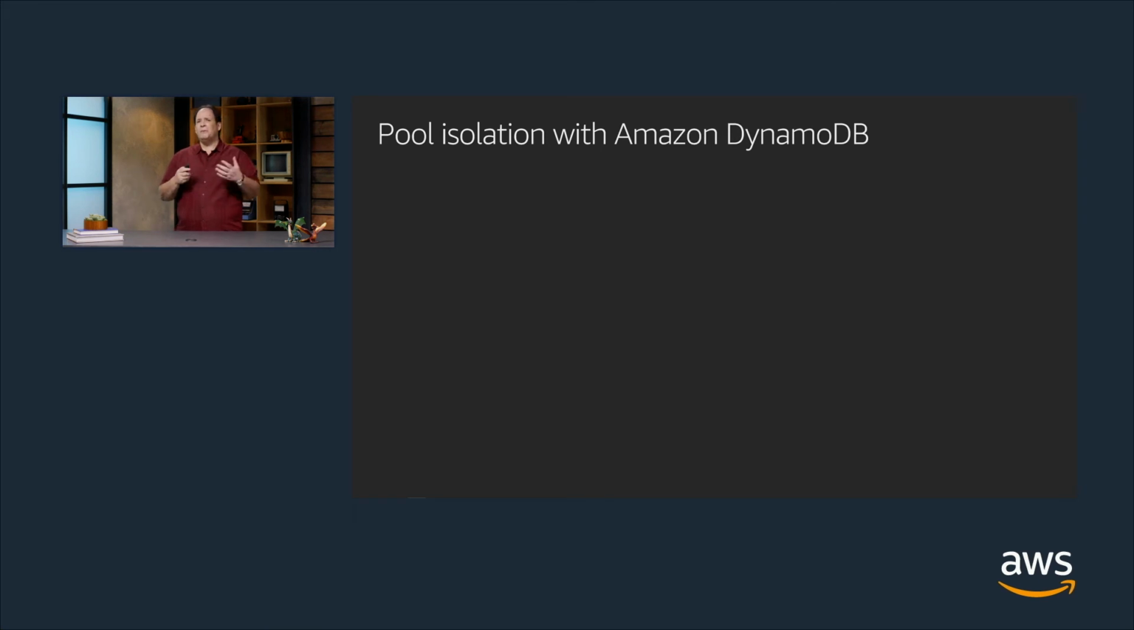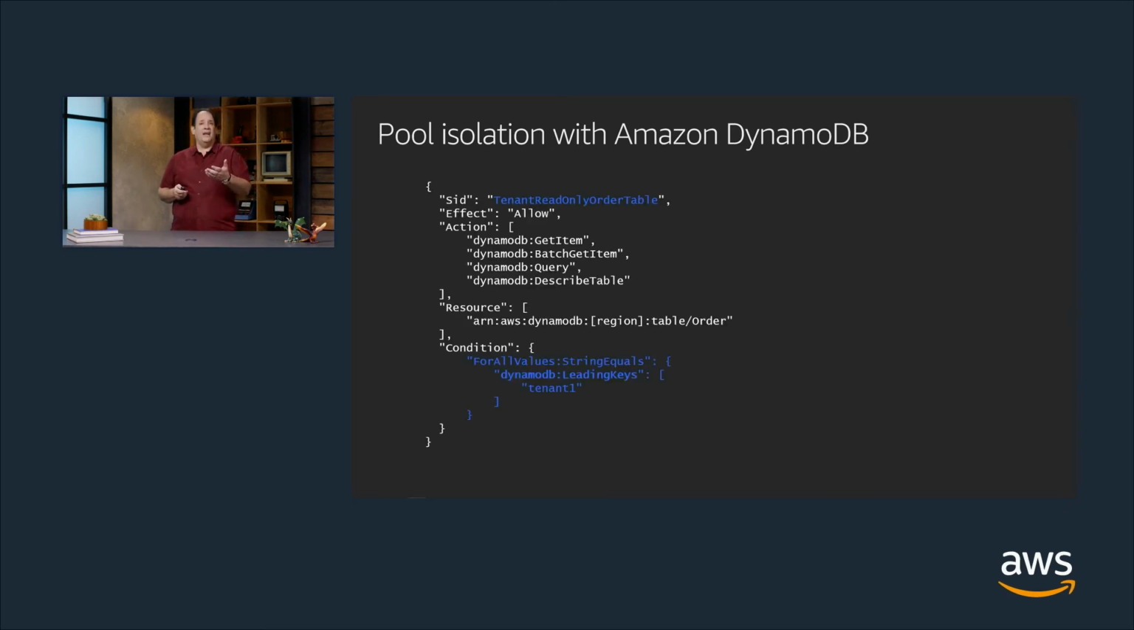Now, I want to look at a couple examples of what it means to implement isolation. Again, there are just so many flavors of services and capabilities that we can't really look at them all, but I just wanted to give you a hint of some of the things that are possible. And here's pool-based isolation with Amazon DynamoDB.